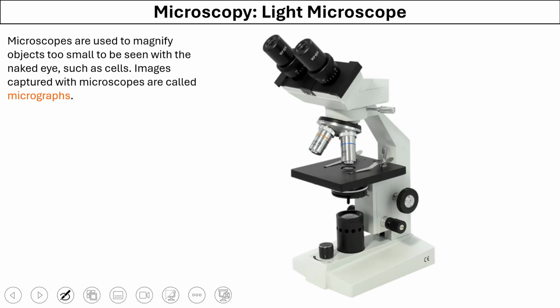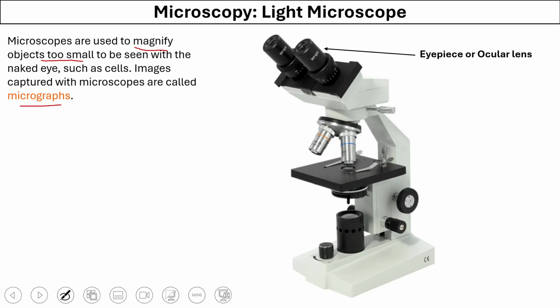To study a cell, you need a very important equipment, which is a microscope. So a microscope is an equipment that magnifies smaller objects and helps you visualize them. And the images that you obtain from a microscope are called micrographs. Now let's look at the parts of a microscope.